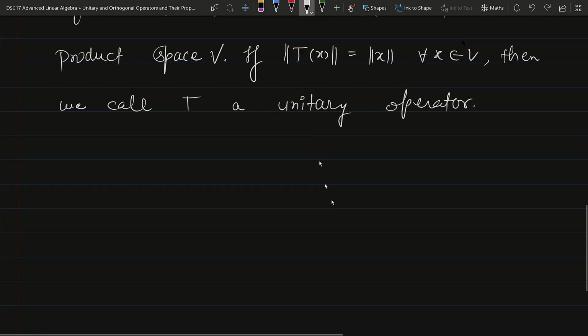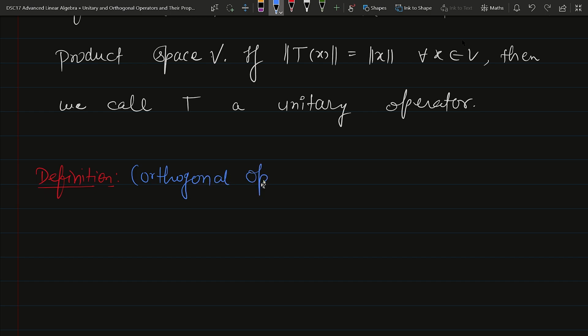Okay, the second definition is, we saw in the last lecture that if we change the field then the results change. So here this definition as well: when we are considering the complex field, in that case T is going to be defined as a unitary operator. Now in case of the real field, we will define the orthogonal operator. So again, let me write, this will define the orthogonal operator.